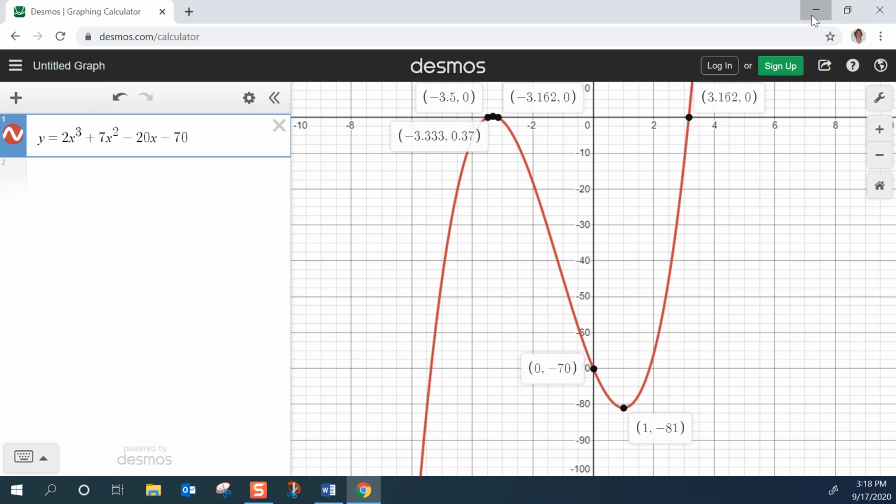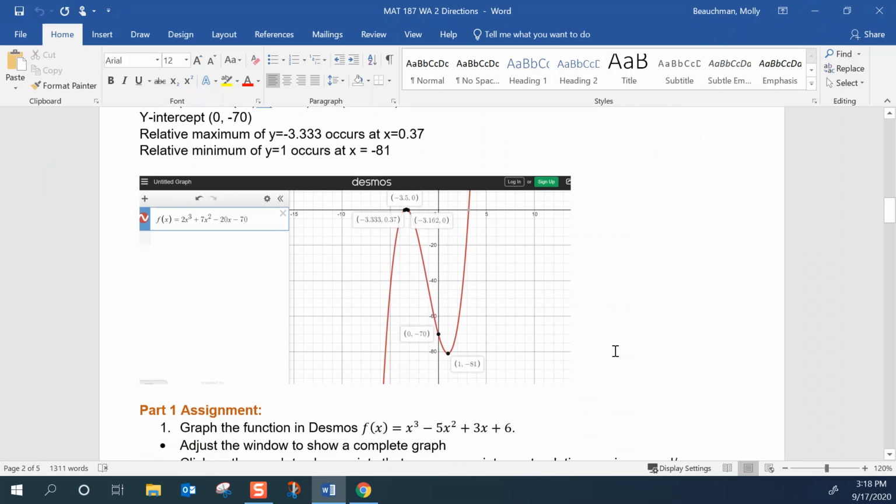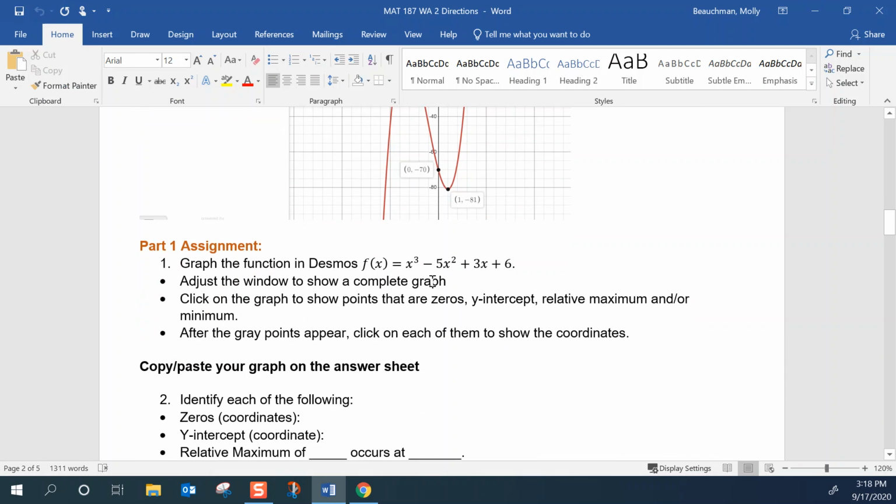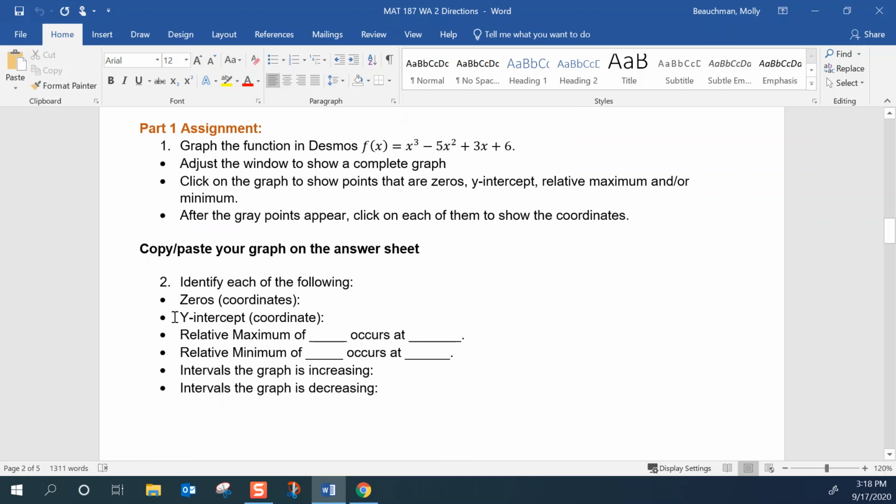So what you'll be doing is you'll be graphing the function x to the third minus 5x squared plus 3x plus 6. Adjust your window to make sure that a complete graph is shown. That means all of your intercepts and your zeros. And then after you do that, you will be able to identify your zeros, the y-intercept as a coordinate, and I'm asking for zeros as a coordinate this time, so these will be the full points, x, y.